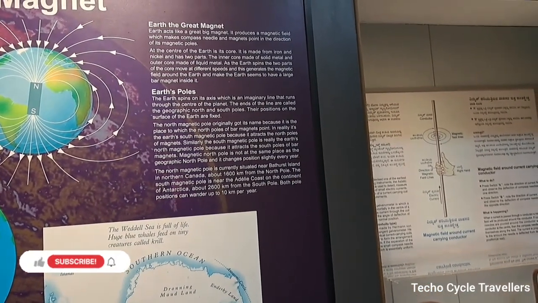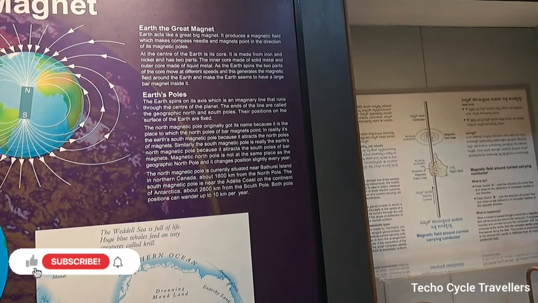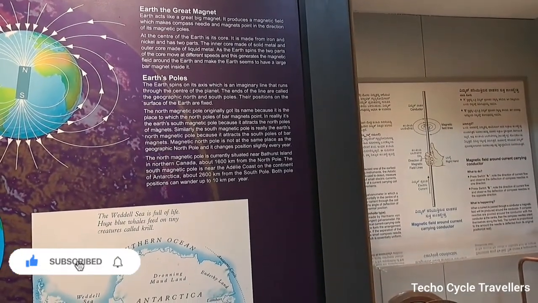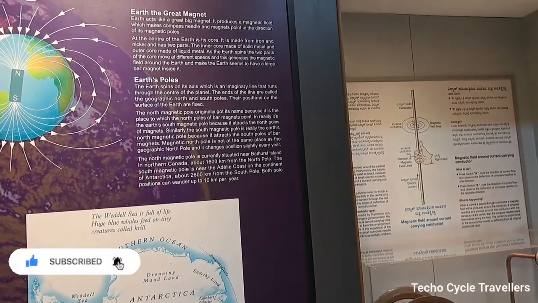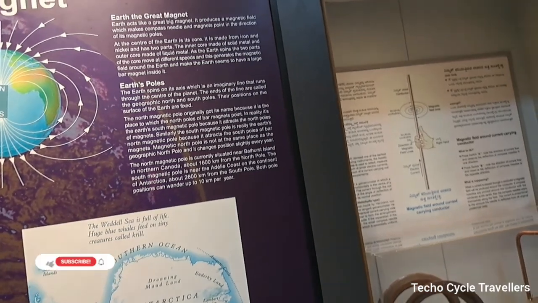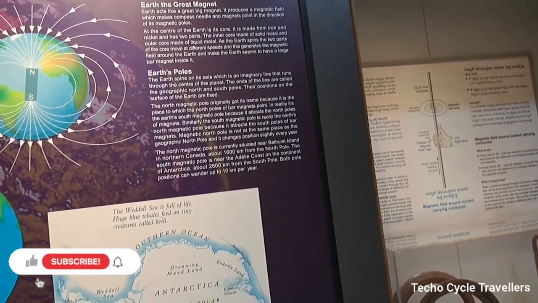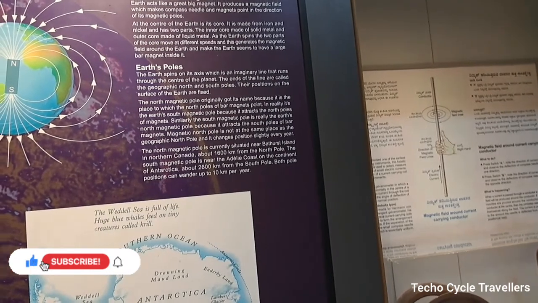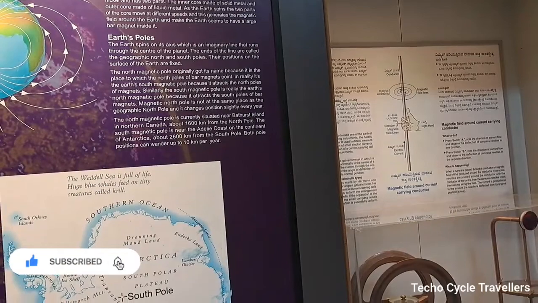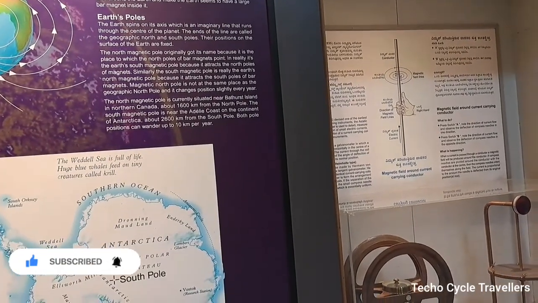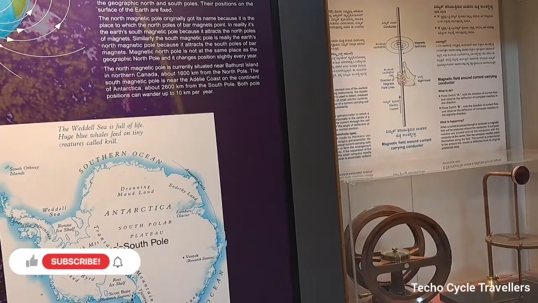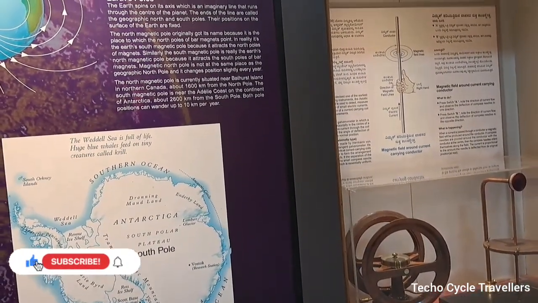At the center of the Earth is its core. It is made up of iron and nickel and has two parts: the inner core made of solid metal and the outer core made of liquid metal. As the Earth spins, the two parts of the core move at different speeds, and it generates the magnetic field around the Earth and makes the Earth seem to have a large magnet inside it.